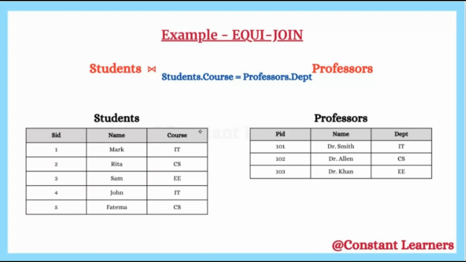Right, so this is an equijoin because here we are only using one operator, which is equal to. So in this case, Mark is studying IT and thus he will be joined with Dr. Smith, who is also from IT. Rita from CS will be joined with Dr. Allen from CS. Sam from EE will be joined with Dr. Khan from EE. John from IT will be joined with Dr. Smith from IT. And Fatima from CS will be joined with Dr. Allen from CS. Alright, because their departments, or we can say the courses, are same.